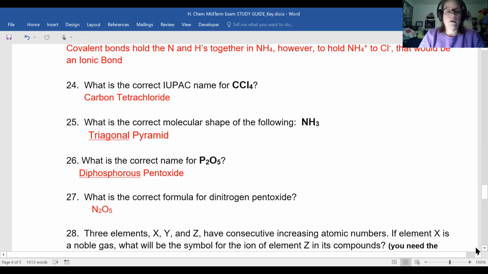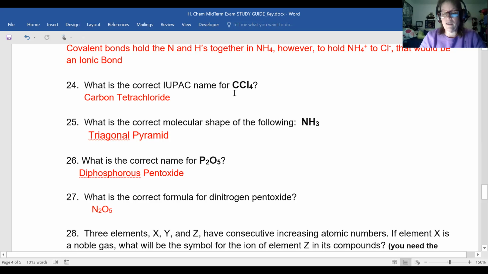24, what is the correct IUPAC name for CCl4? So remember, you name your metal. I'm sorry, this is covalent bond. So you're going to name that carbon first, and then the chlorine second. We still change the chlorine to an IDE at the end, but now we're looking at covalent molecules. So we're going to be using those prefixes. Well, since there's only one carbon, and remember, we don't use mono.